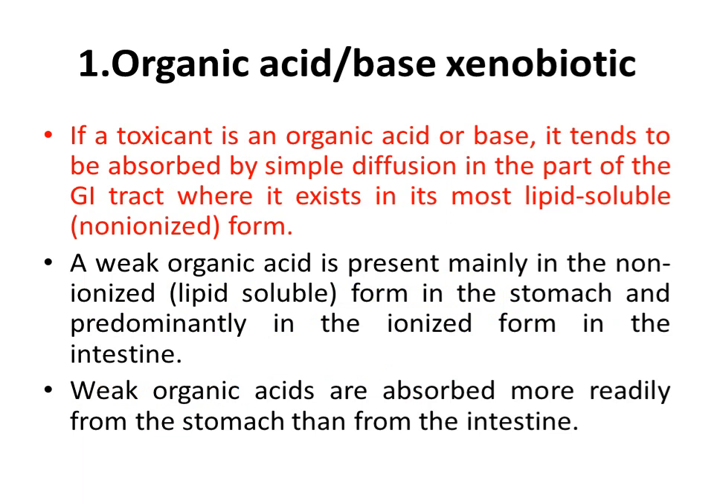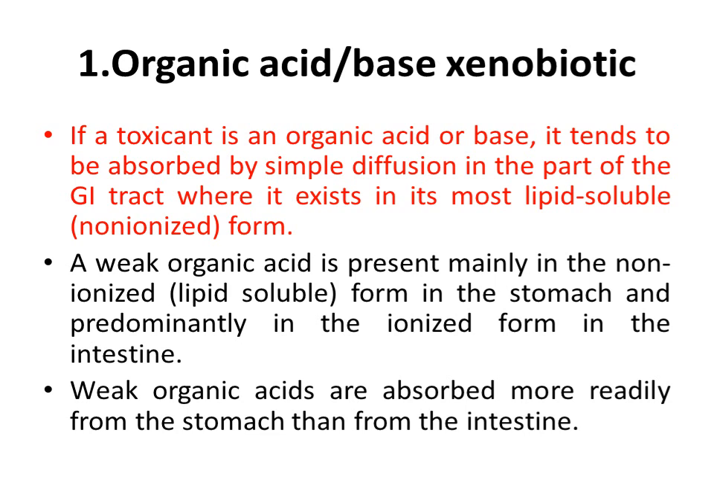Now let us take up what the factors are. So this was the physiology of the various parts of the GIT. First is organic acid and base xenobiotics. If the xenobiotic or toxic substance is organic, acidic or basic in nature, it tends to be absorbed by simple diffusion in the part of the GIT where it exists in its more lipid soluble or non-ionized form.